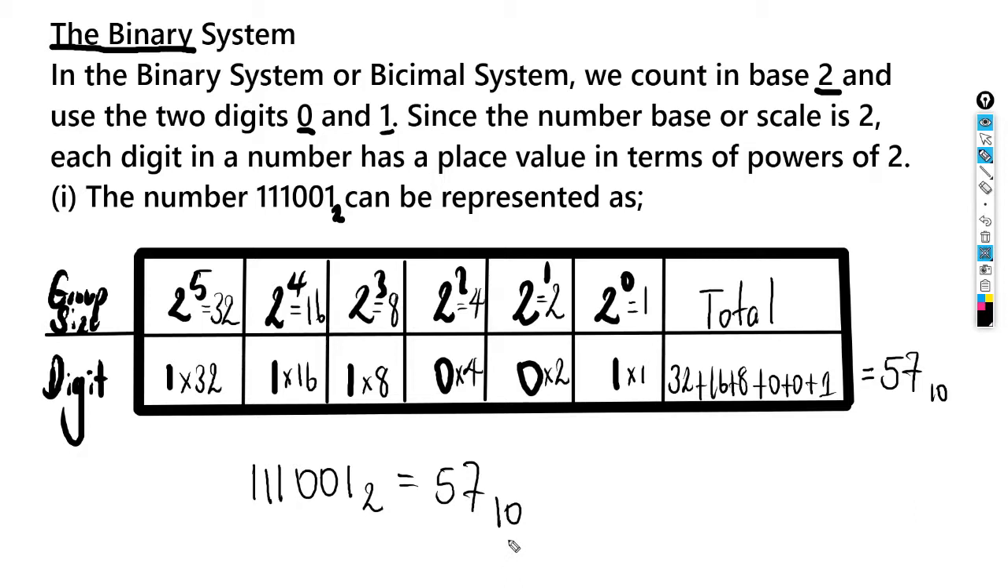So it's just like the decimal system in that each digit in a number has a place value in terms of the powers of 2. So it's always going to be starting from 2 to the 0, to 2 to the 1, to 2 to the 2, to 2 to the 3, to 2 to the 4, to 2 to the 5. All right. So let's do another example.